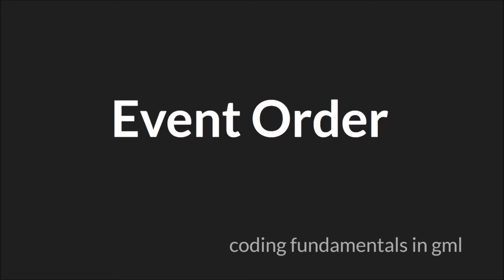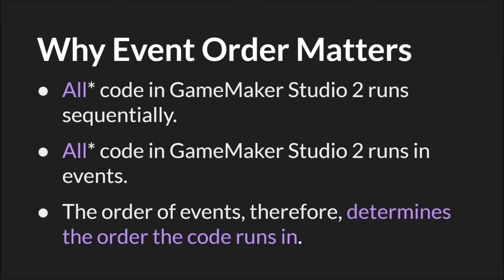My name is Sam Spade, and in this tutorial we'll be talking about event order. Event order matters a great deal in GameMaker Studio 2 because all code is run sequentially. There are some exceptions to this, but very few. Virtually all code runs in order, and virtually all code in GameMaker Studio 2 runs inside of events. Therefore, the order of events will determine the order that your code runs in.